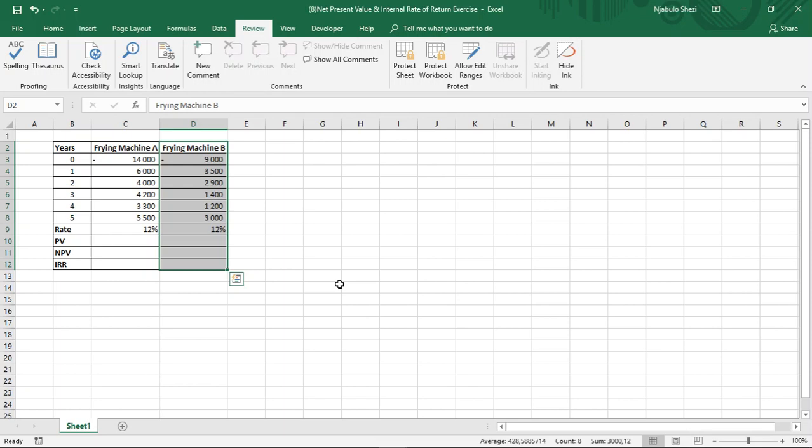So first and foremost, guys, we are going to have to calculate our present value for each of these machines, after which we will then calculate our net present value for each of these machines, and then lastly we are going to calculate the internal rate of return for each of these frying machines. Okay, so first and foremost, what is net present value? As I've mentioned before, guys, that I've spoken at length about net present value in a previous video, but I'm going to touch on it here just briefly.